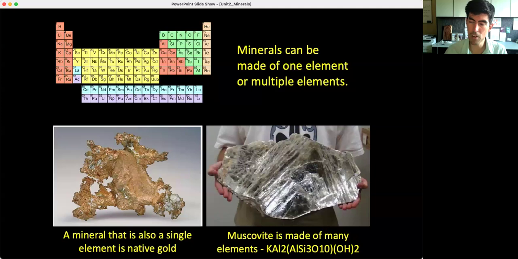Just another quick aspect of this: minerals can be made of one element or they can be made of multiple elements. So here are the elements of the periodic table, and some minerals only contain one element inside of them. Take, for example, gold. Native gold has those metallic bonds bringing it together. Here's a really large gold nugget as an example. There are also minerals that have multiple elements inside. Muscovite is an example, and it has potassium, aluminum, silicon, oxygen, and even hydrogen in it, all bonded together in a complex fashion.